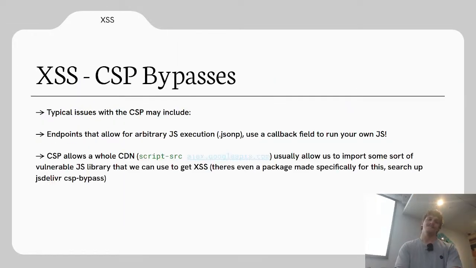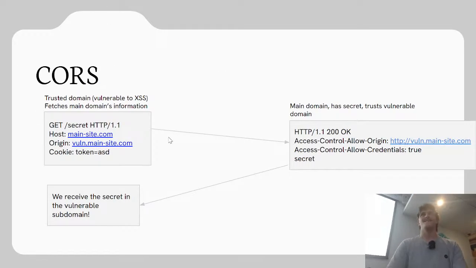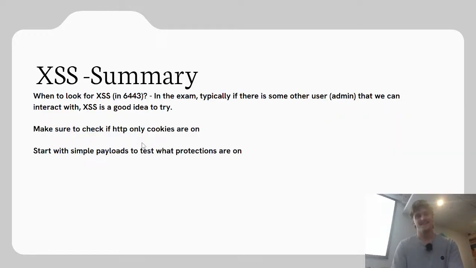Any questions on that? Cool. So typically we should try looking for XSS. If there's another user, most likely some sort of admin, there's some sort of talk-to-admin endpoint that we can interact with. So we should always try XSS then.